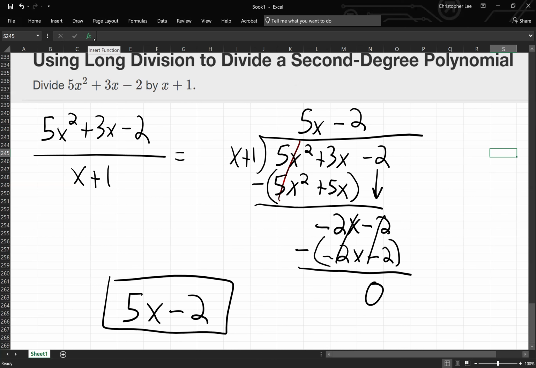And negative, so x goes into negative 2x negative 2 times, because it's only an x there, right? It would have been negative 2x, right? Because I needed one more x to make x squared.